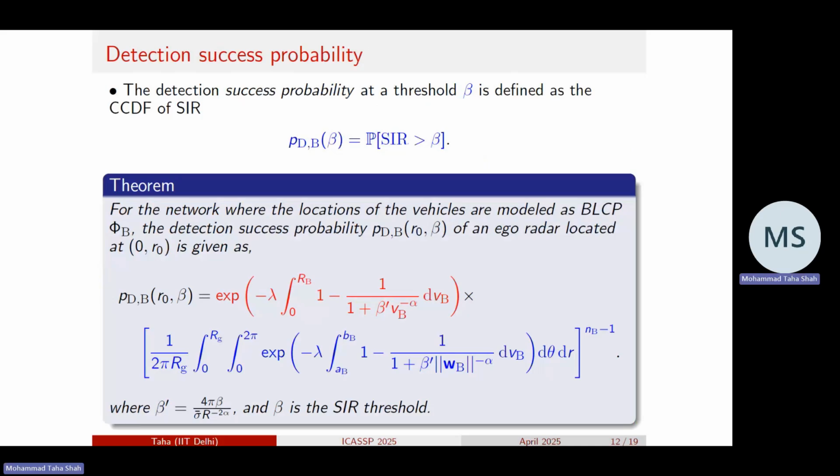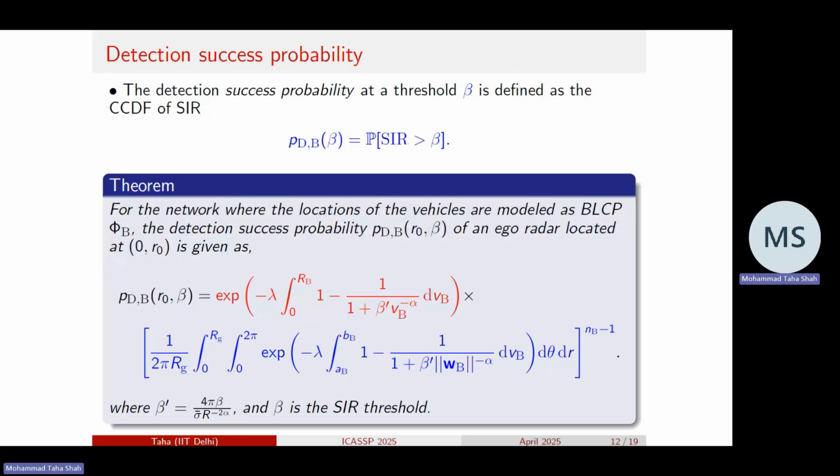This brings us to our first metric to characterize the performance of an ego radar in a binomial line Cox process modeled network, which is the detection success probability. We define the detection success probability as the SIR distribution. That's the probability that a signal to interference ratio is greater than a certain threshold beta. The theorem here gives us the detection success probability of an ego radar where the location of vehicles is modeled as BLCP. There are two parts to this expression.